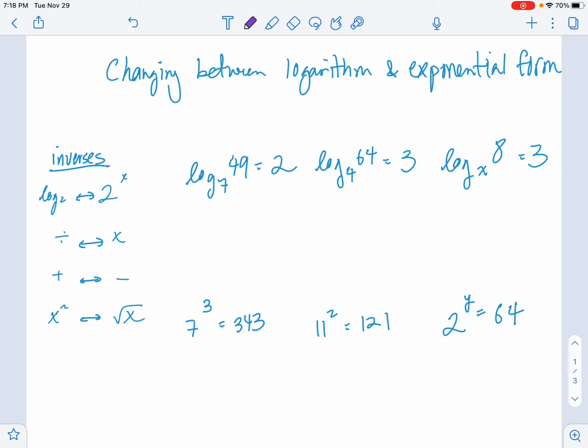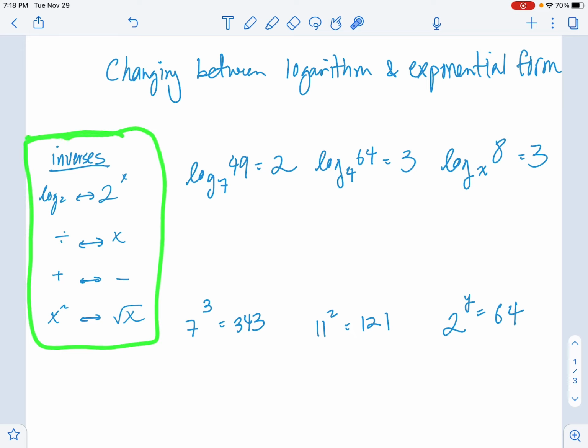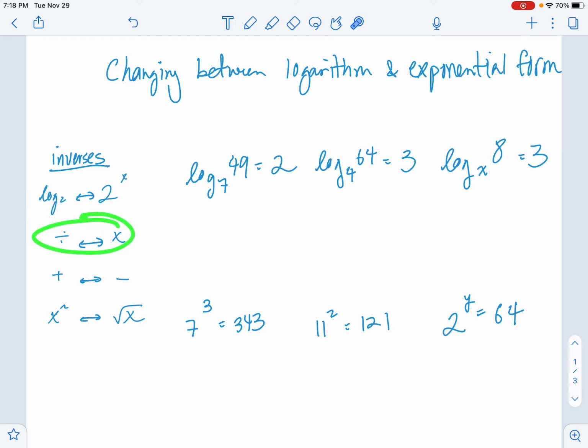So in this one, we're again talking about changing between the log and exponential form. The main thing that you need to understand first before we start is that in math we always have inverses, like opposites from one to the other. For example, division and multiplication are opposites. Adding and subtracting are opposites. Even squaring and square rooting are opposites.